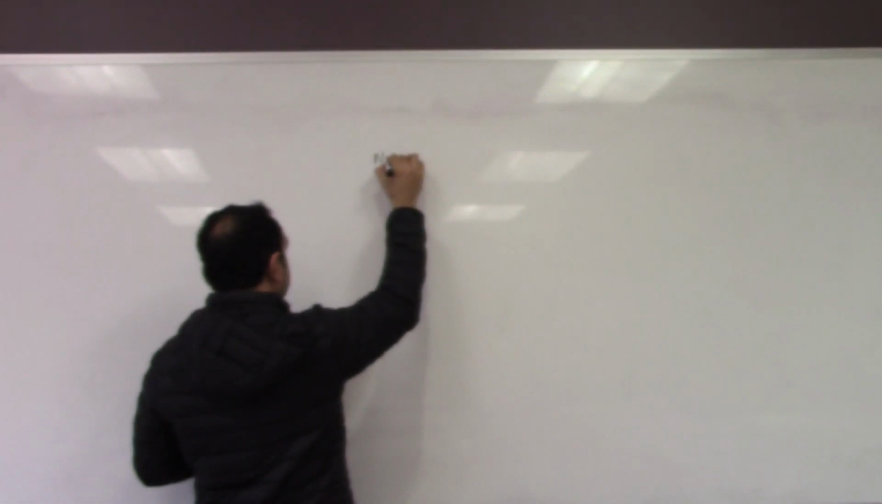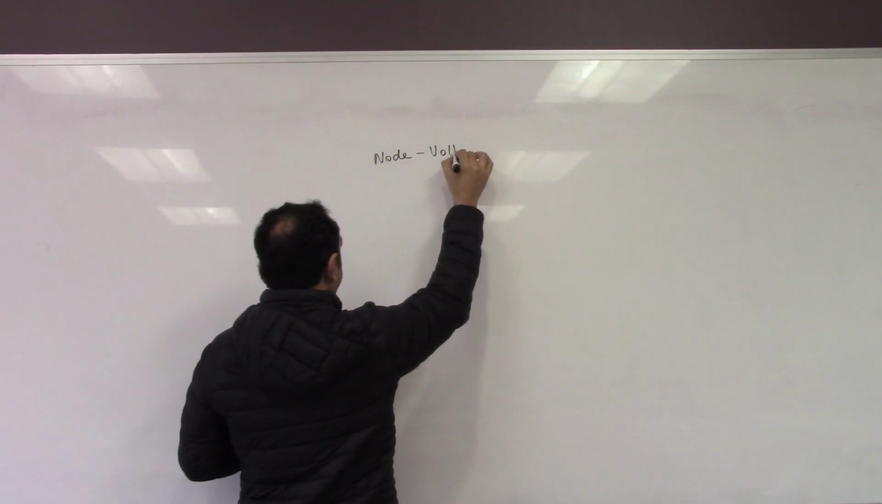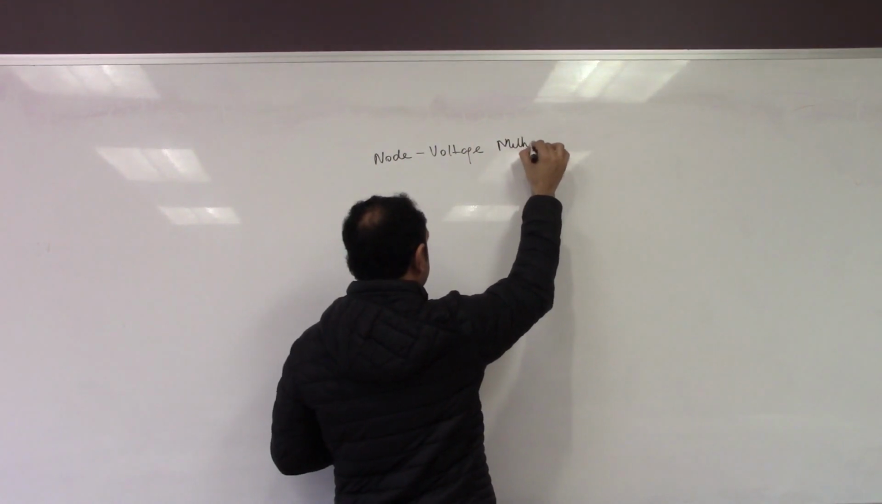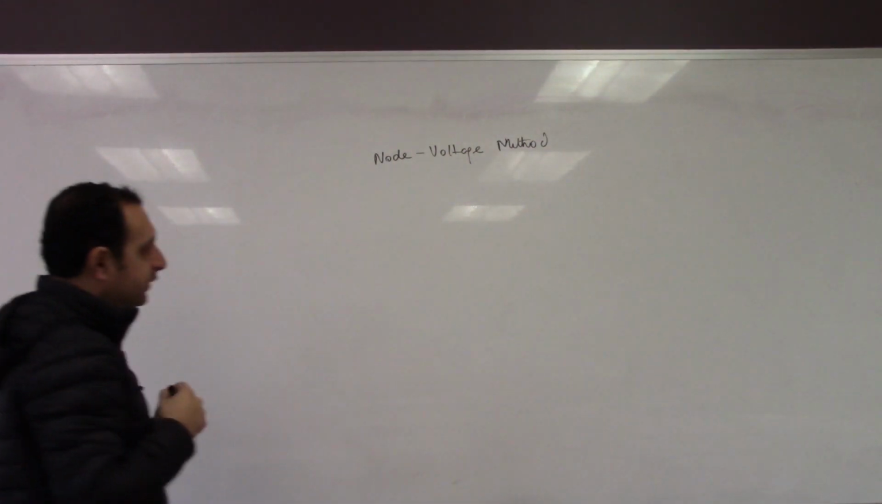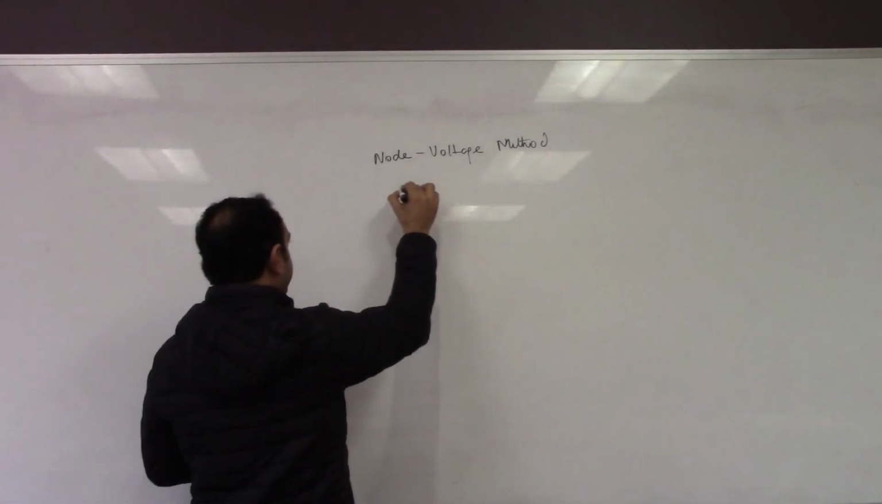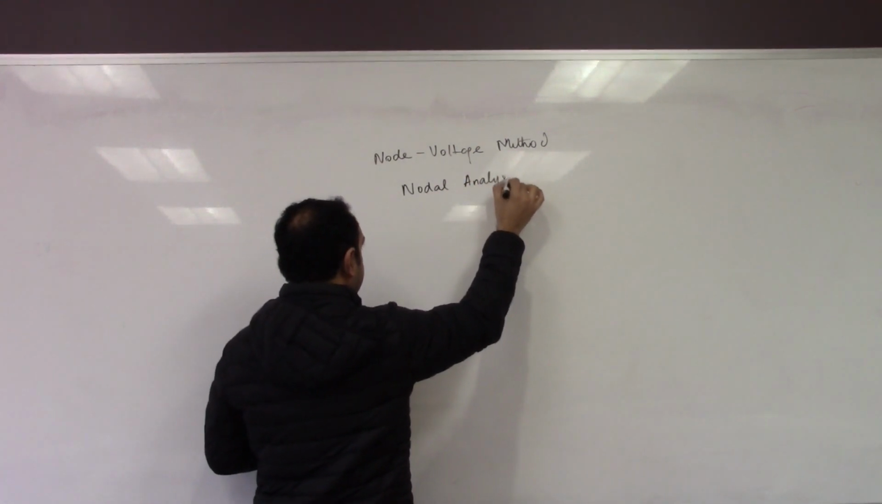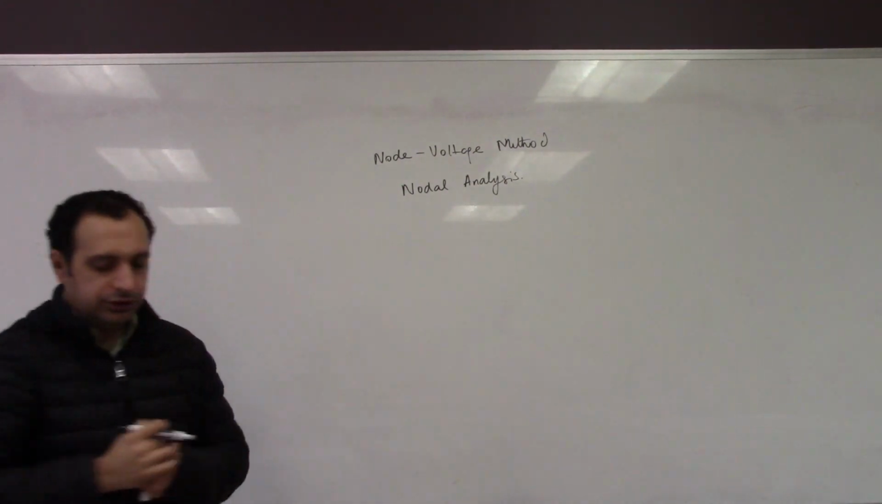All right, the method we'll be talking about now is a very simple method. If you get an idea of how to work with it, it's straightforward, and probably the easiest of all of them. We call this the node voltage method, or it's also referred to as nodal analysis, or doing the nodal analysis of the circuit.